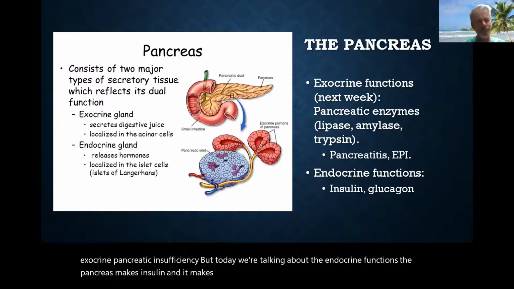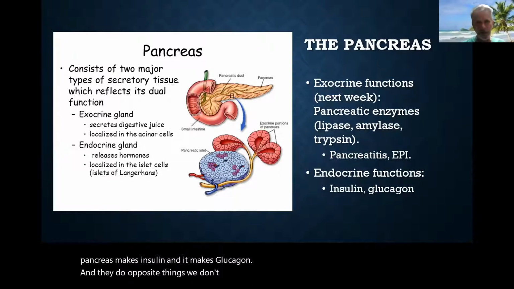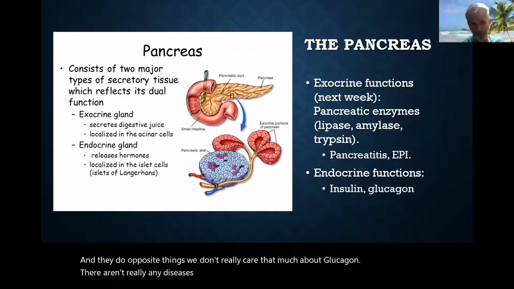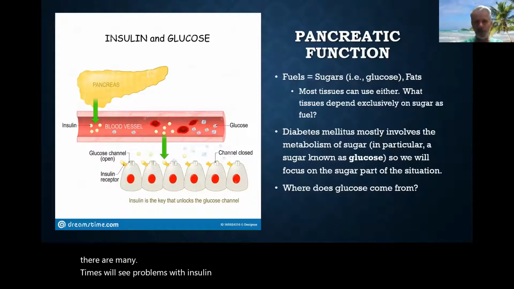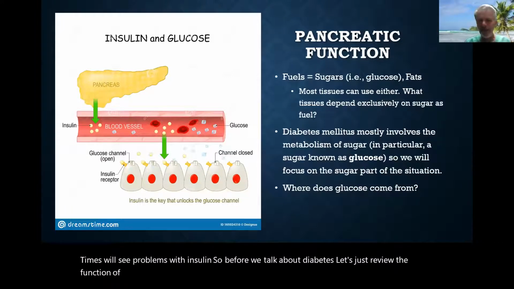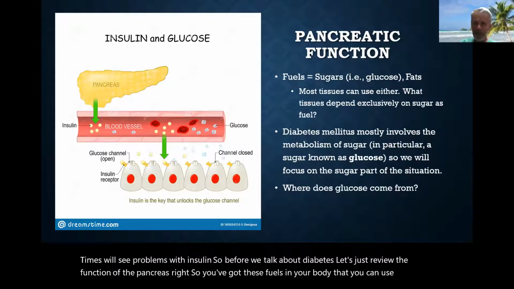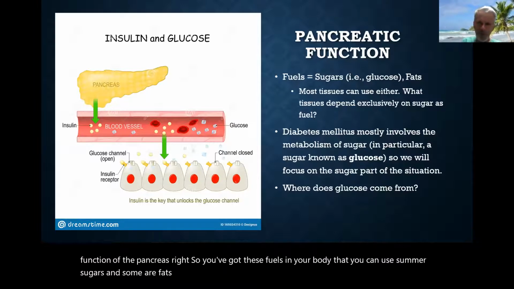We don't really care that much about glucagon. There aren't very many common diseases involving glucagon, but there are many times you'll see problems with insulin. So before we talk about diabetes, let's just review function of the pancreas, right? So you've got these fuels in your body that you can use. Some are sugars and some are fats, right? Both of them can be used as fuel. And by sugar, we mean glucose.